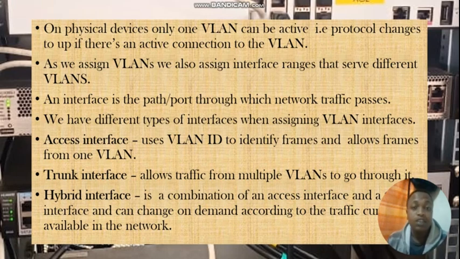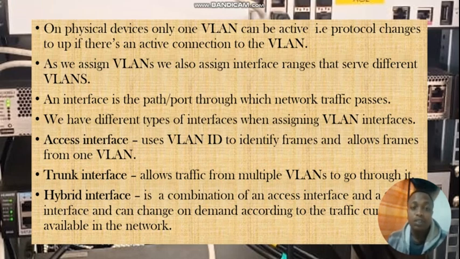So as we assign VLANs, we also need to assign an interface range for different VLANs, and these are going to basically serve the different VLANs that you have. You could have VLAN 1 taking the port numbers from interface 1 to interface 6. Then you could have VLAN 20 taking over from interface 7 to interface 16, and so on and so forth, according to the number of ports or interfaces that you have available in your switch.